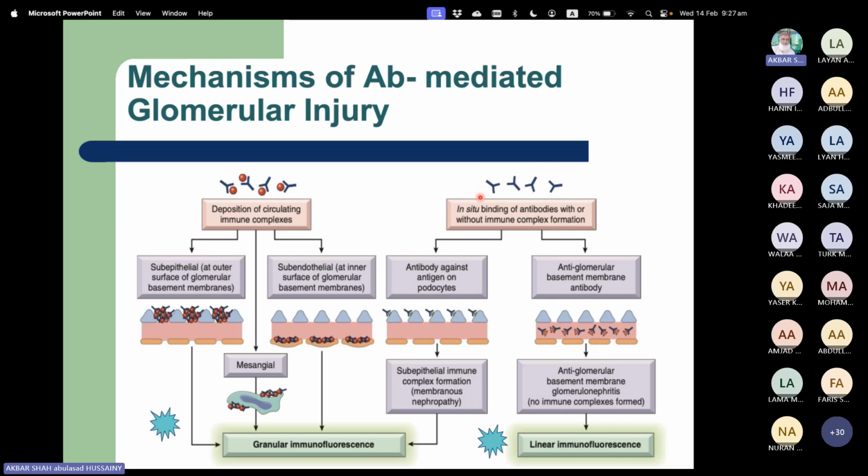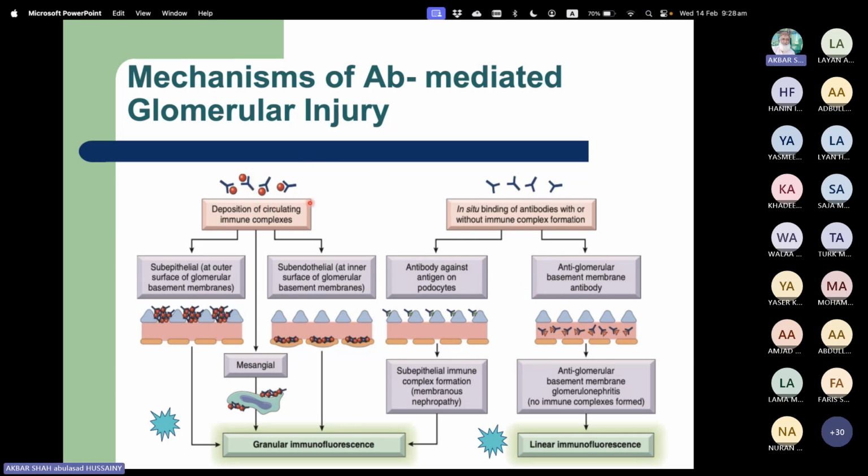These are just the antibodies. They will go and bind to the molecules of the glomerulus. This is in situ binding. In this example, they are binding to the antigens on the podocytes. You know the podocytes have these antigens, and the antibodies go and attach there. And in this case, you can see the anti-glomerular basement membrane antibodies go and attach to the antigen in the basement membrane.